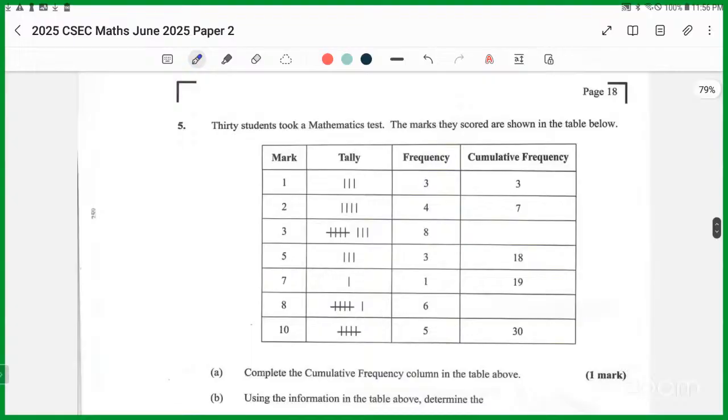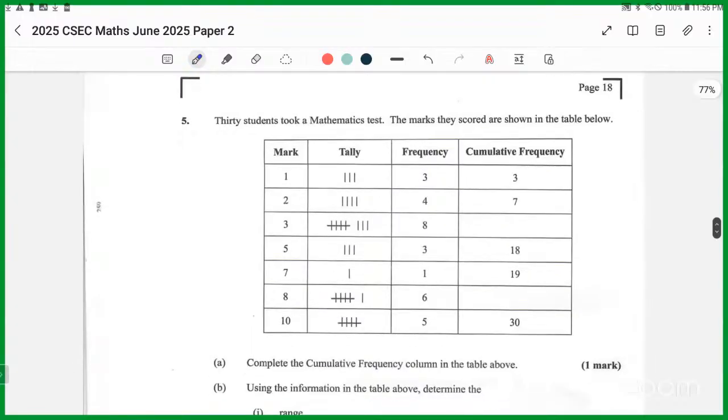Next question. Statistics. It says 30 students. Let's put a number on there, 30, so we don't forget. The total frequency must be 30. The 30 students took an exam. The marks scored are shown in the table. All right. So these are your marks.